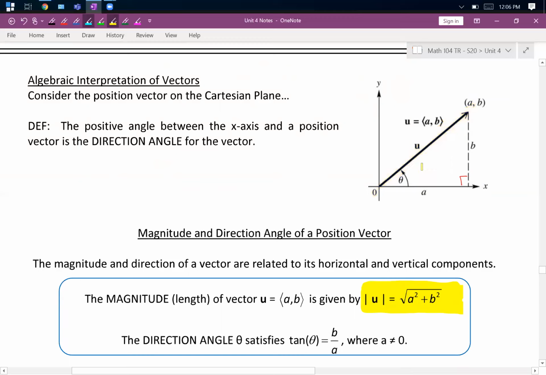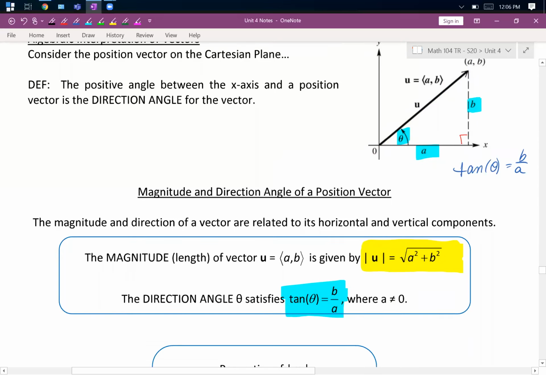To find the direction angle, well, take a look at this. We've got this right triangle, so not only does the Pythagorean theorem apply, but SOHCAHTOA applies. My sides, a and b, because that's the information we're given when we have this vector u, they give us the a and the b. If I'm looking at my angle theta compared to a and b, SOHCAHTOA applies, and I get that tangent of theta is equal to b over a. This is the fact that we're going to be using to find our direction angle. Any questions?